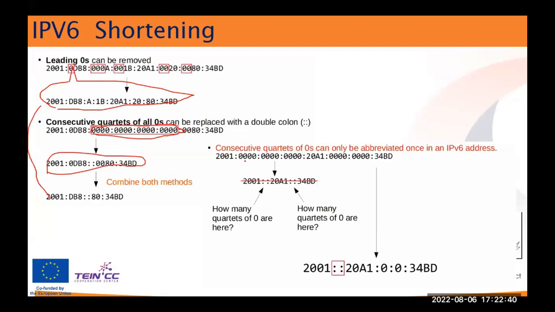Consecutive groups of zeros can only be replaced once in an IPv6 address. You can see that. There is another group here, but you cannot use it; only one time can you use the double colon for consecutive groups of all zeros. So this is the issue. You can write it this way: this address can be converted to 2001::20A1:0:34B. So Arpita, is there any issue?